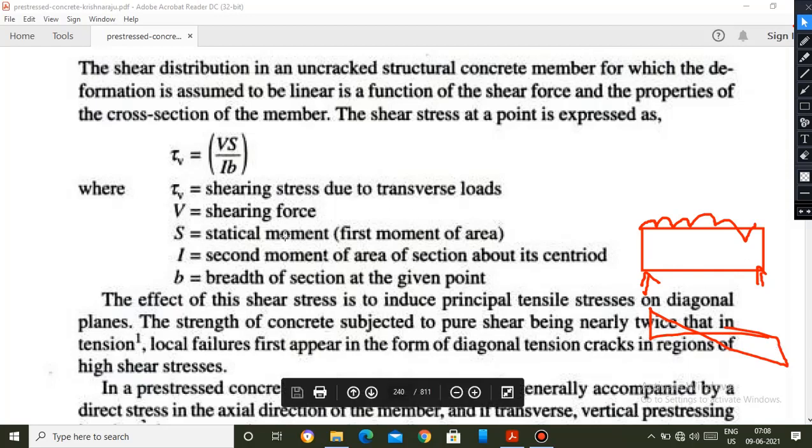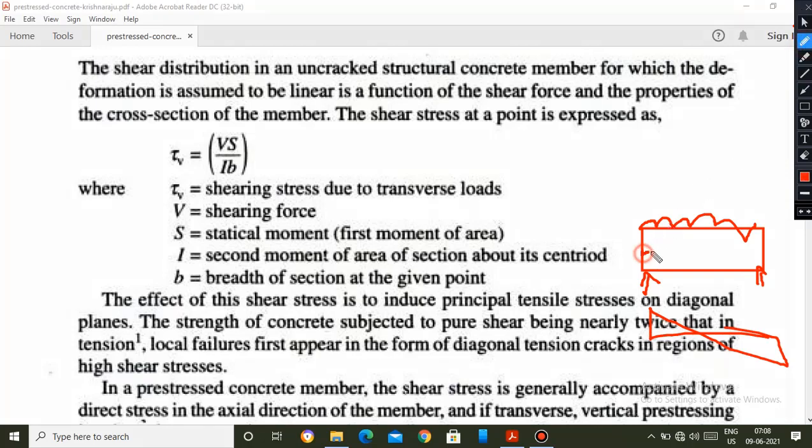And where S is the statistical moment or first moment of area of the cross section of this particular prestressed concrete member, and where I is the second moment of area of the cross section about its centroidal axis. Already we have discussed.